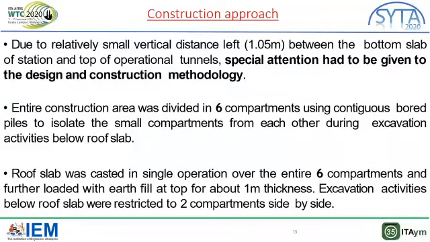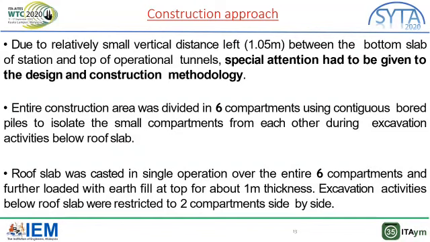Now let us talk about construction approach. Due to relatively small vertical distance left, 1.05 meter, between the bottom slab of station and top of operational tunnels, special attention had to be given to the design and construction methodology. The entire construction area was divided into 6 compartments using contiguous bored piles to isolate the small compartments from each other during excavation activities below roof slab.